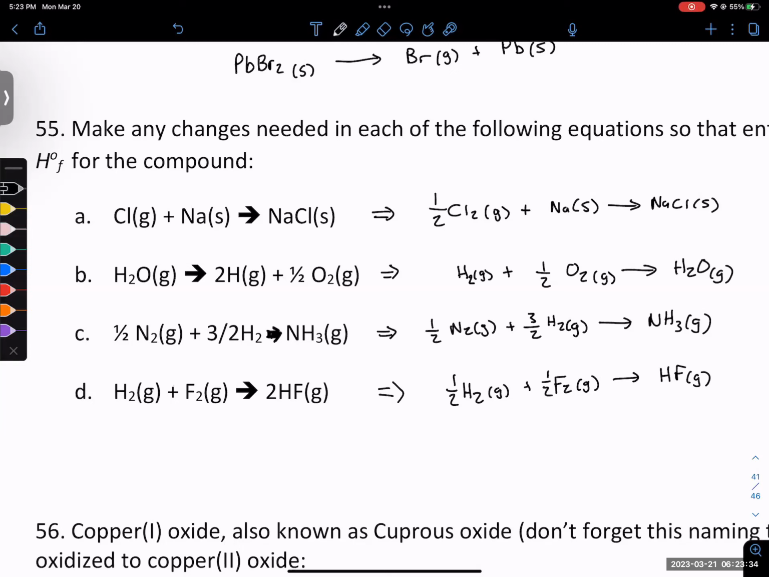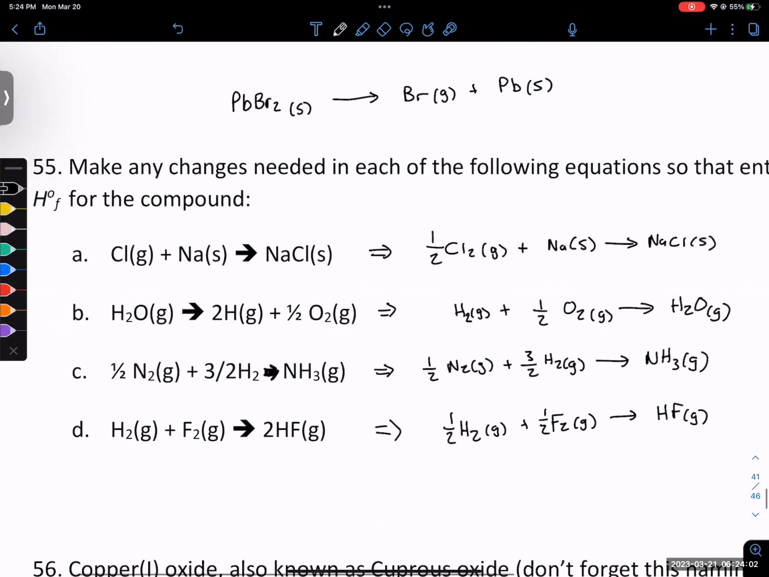Once you get the hang of these, you're definitely going to get a question like this on the test. I'm pretty sure I saw it the last 3 semesters on the test. So make sure you know how to do this, and make sure you know the rules of this. You should form 1 mole of product. Everything should be in its elemental state. And coefficients should be matching up, right? It should be balanced.